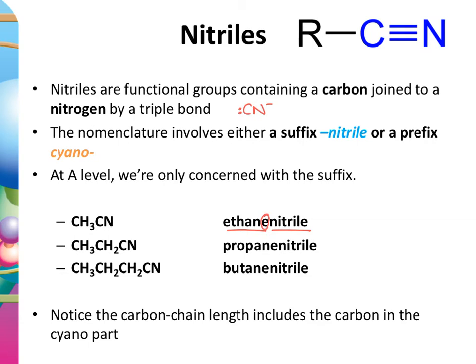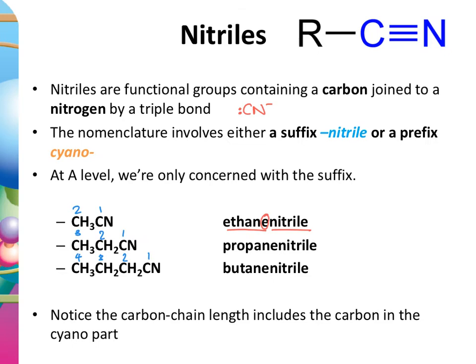Something else to just highlight to make sure that you've got here: when you're naming the compound and you're thinking about the most consecutive carbons, when you're trying to work out the stem part of your name, you do include the carbon in the nitrile group. So that is why we have ethane nitrile there, and why we have propane nitrile, and then why we have butane nitrile. So please make sure you appreciate that, because that's where sometimes people can get caught out.